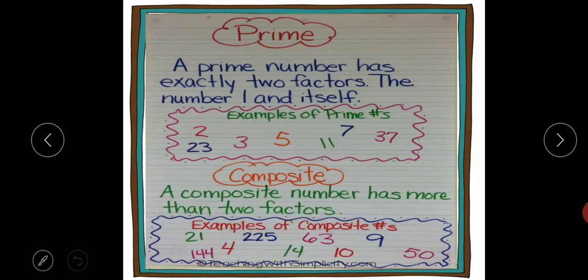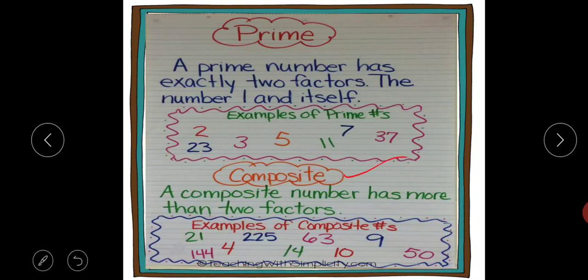Now the next topic is prime numbers and composite numbers. A prime number has exactly two factors, the number 1 and the number itself. Prime numbers are those which have only 2 factors, 1 and the number itself. For example, 2, 3, 5, 11, 7, all these are prime numbers.